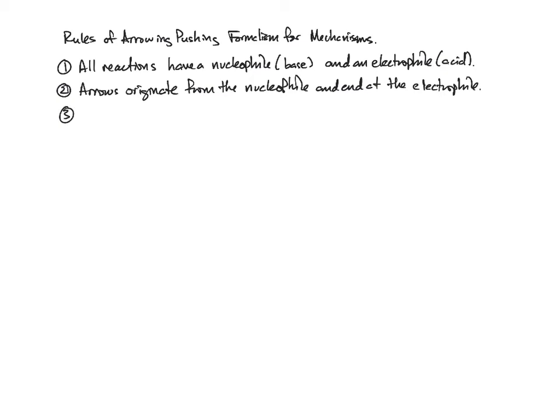Again, when you're writing your arrows, whenever you form a bond, you must break a bond. Why? Because you still have to obey the rules for the Lewis dot structure convention. Again, you're looking at the normal valencies for each element type. And then 4, you must account for charges.